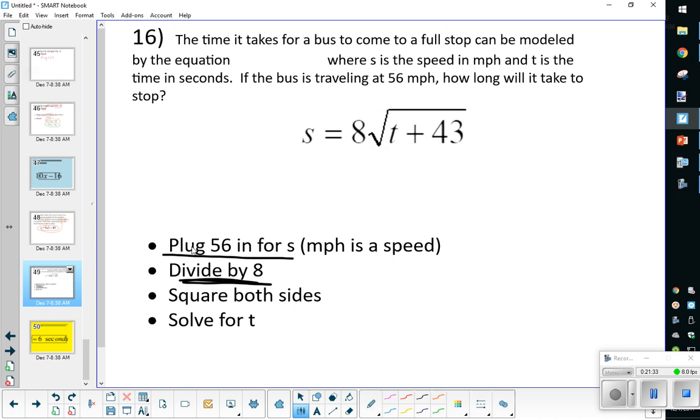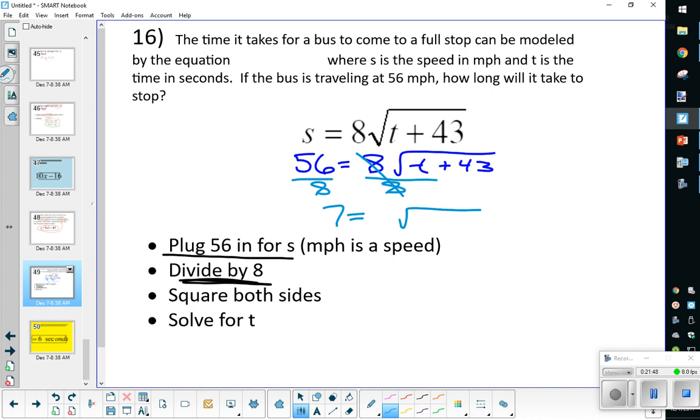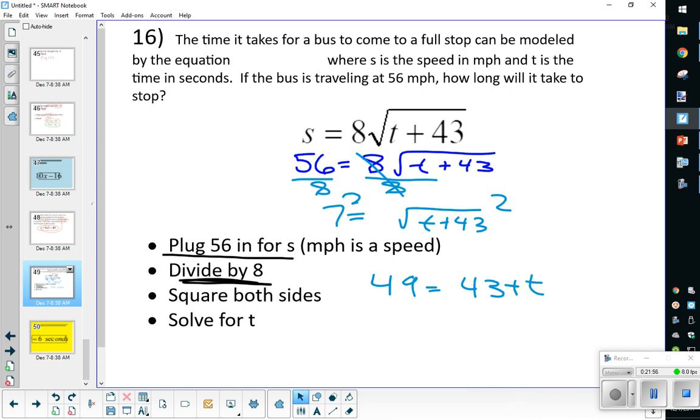I'm going to plug in 56 for S. I'm solving for T, so I want to get rid of that 8. So I'm going to divide by 8 on both sides. That would cancel. It gets you 7 equals the square root of T plus 43. Sorry, square, square. 49 equals 43 plus T. Subtract, and you get 6. Your final answer is 6.